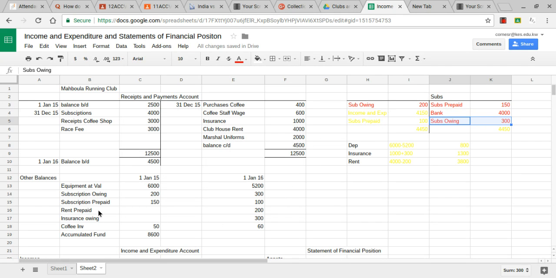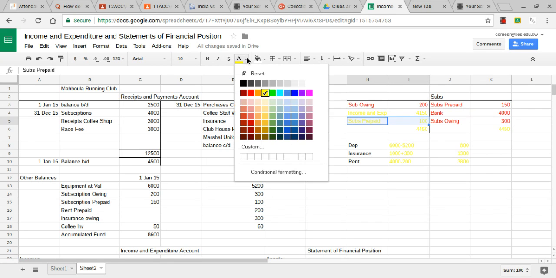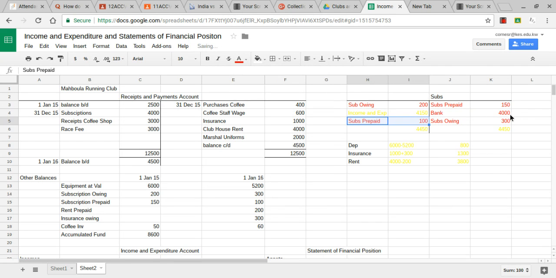And finally, the subscriptions prepaid, well, they're not part of this year's income, so it's got to go on the opposite side to the bank entry because some of this 4,000 doesn't belong to this year, it belongs to next year, and it'll be a credit entry at the start of next year because at the start of next year that will be owed to the members if they don't take up the membership. Okay, now balance off the account.